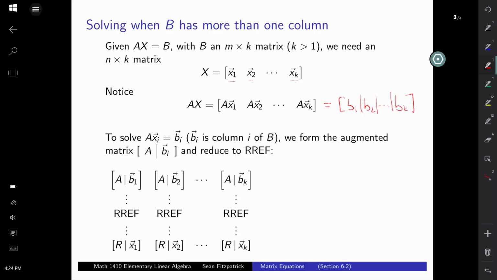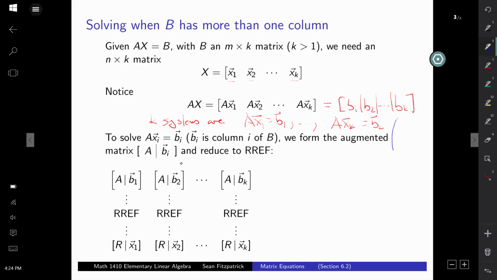And so you see now that you do indeed get our k systems. Our k systems are A times x1 equals B1, all the way down to A times xk equals Bk. The important thing to note is that, aside from the way we're labeling the variables, the left-hand side is exactly the same for every one of the systems. The only thing that's different is the right-hand side.